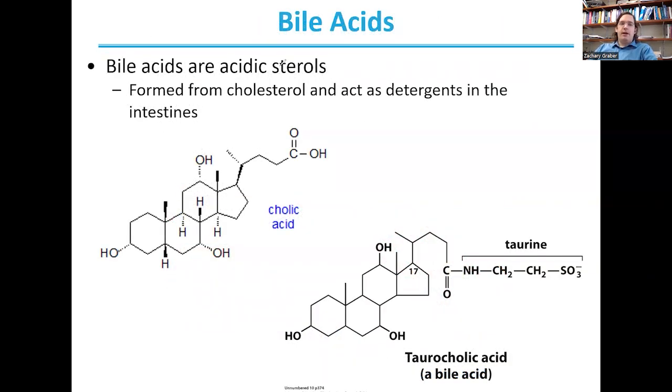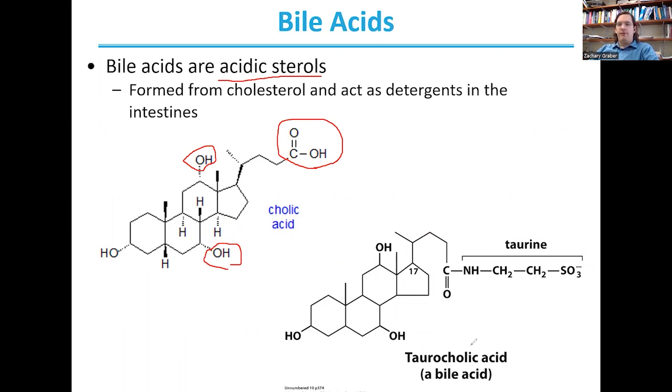Bile acids are a variety of sterols that are produced from cholesterol. So they are acidic sterols, meaning that they're going to be modified to create acidic functional groups. So here we have cholic acid on the left. Notice we have a carboxylic acid attached onto the alkyl side chain of our cholesterol. We also have some additional alcohol functional groups attached to our steroid nucleus.